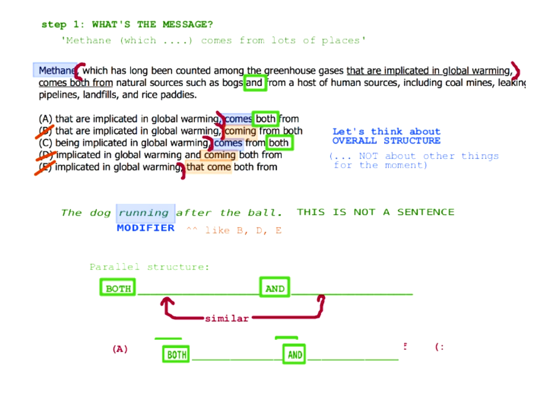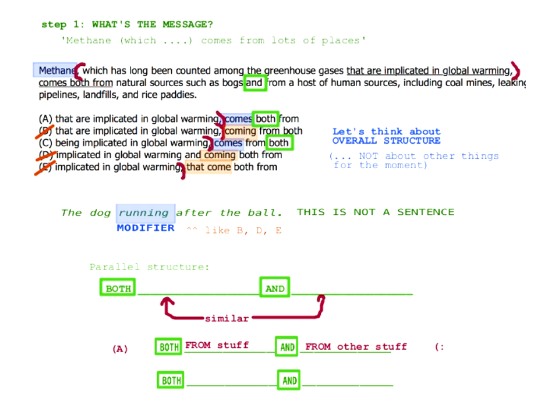On the other hand, if you look at what's going on in C, C is bad and not good. Because notice that the from is outside the structure here. I mean, the from is there, but it's not in the parallel structure. So you have both stuff and from other stuff. Nope, not parallel. So it's nothing. And it's gone.